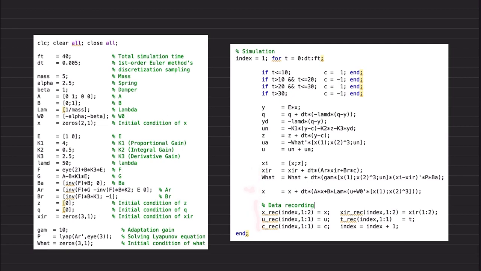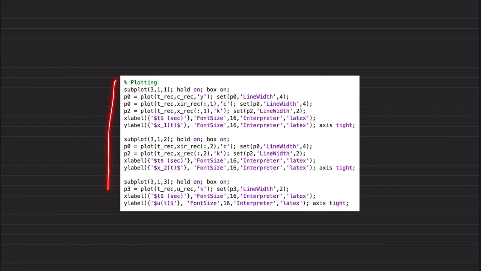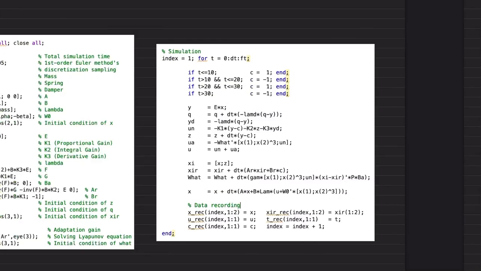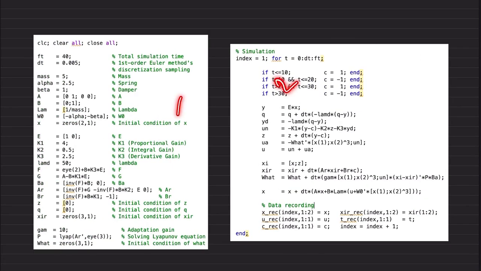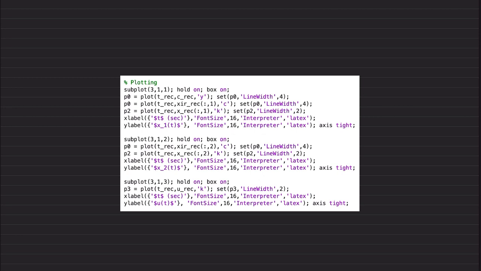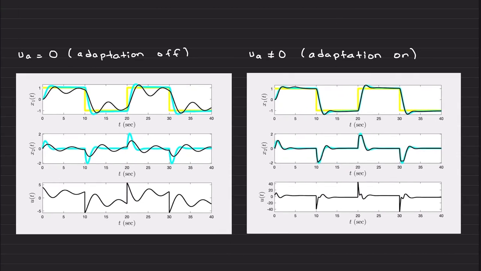The data recording and plotting routines of the code, again, you should code it yourself. I am not going to explain these plotting routines, just take the screenshot, code it yourself, and put these 1, 2, and 3 into the same Matlab code, and then click run. All right, here are the results.